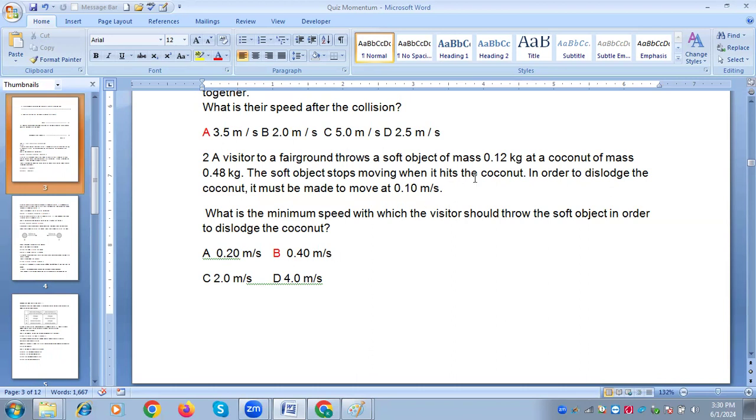But the initial momentum of the coconut is 0, and the final momentum, what happens? The soft object stops, which means the momentum of the soft object after collision becomes 0. It means it loses momentum. The loss in momentum of the soft object is equal to the gain in momentum of the coconut. The coconut has an initial momentum of 0, so whatever the final momentum is, the difference in momentum is the final momentum minus 0 for the coconut. So let us see how this will be solved.